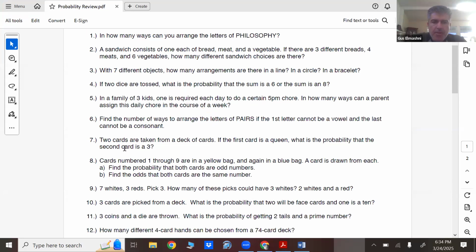If 2 dice are tossed, what's the probability that the sum is 6 or an 8? Well, that's 36 possibilities. To get a 6, there's 5 ways it could happen, and 5 ways for an 8. So 10 out of 36, or 5 out of 18.